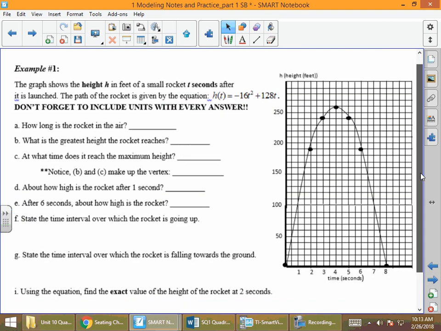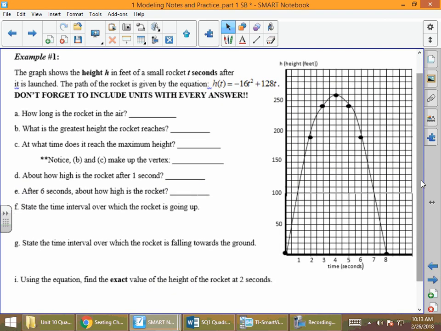So let's look at our first example. It says the graph shows the height h in feet of a small rocket t seconds after it's launched. The path of the rocket is given by the equation h of t equals negative 16t squared plus 128t. Don't forget to include units with every answer. And the first one says, how long is the rocket in the air?